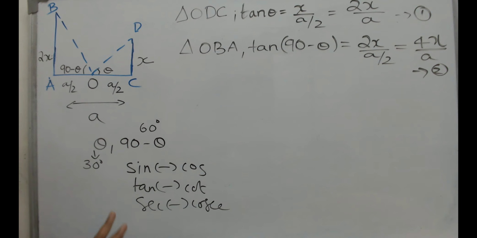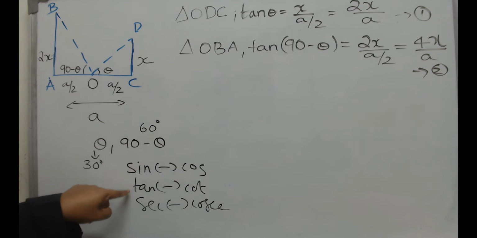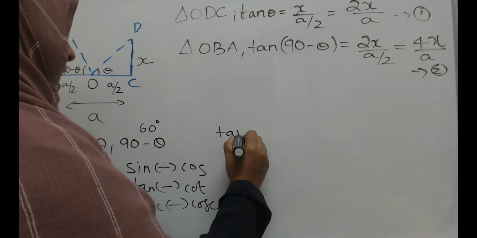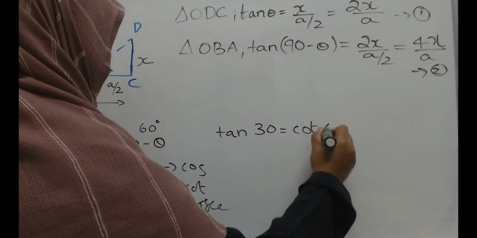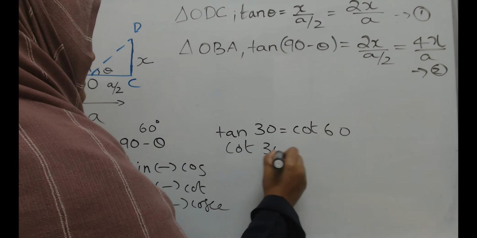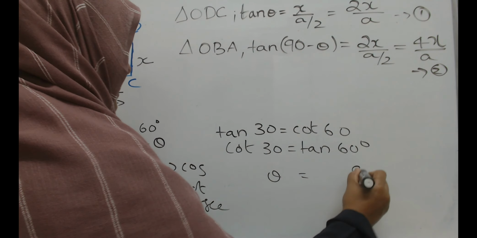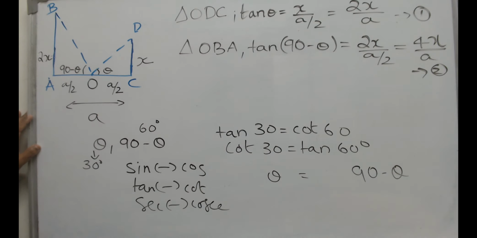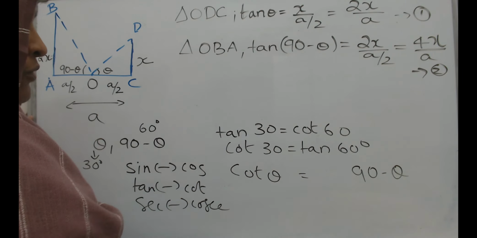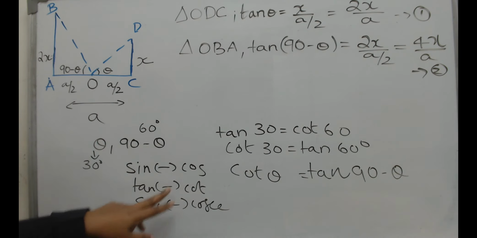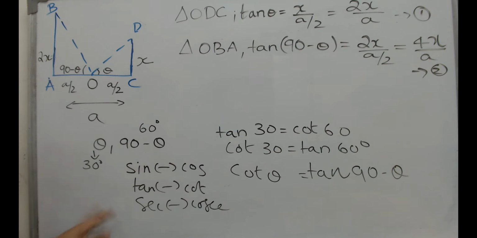How are their sine and cos values, tan and cot values related? Here I will take tan and cot because we are dealing with tan and cot. We know that tan 30 is equal to cot 60 and cot 30 is equal to tan 60, or in other words, whenever you have a theta and a 90 minus theta, the cot of one is equal to the tan of another. It's not just tan and cot, sine and cos get interchanged, sec and cosec also get interchanged. We already know that, right?